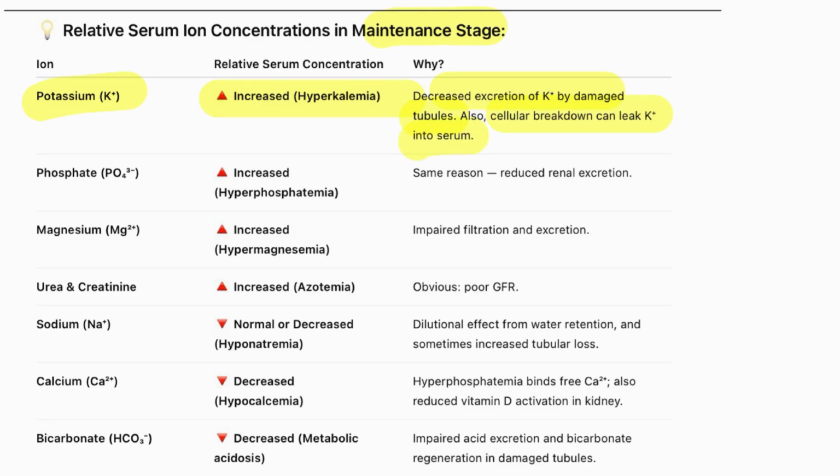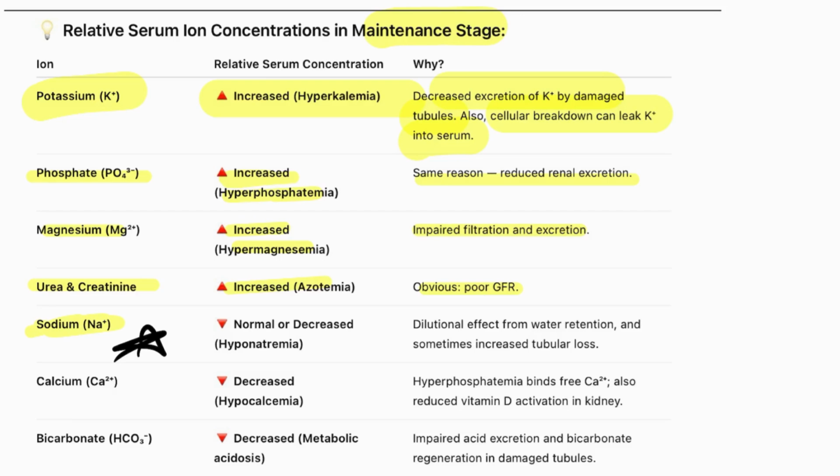Then you have phosphate. Again, you have increased phosphate. Same reason, you're not excreting enough. Magnesium will also be increased, impaired filtration and excretion. Urea and creatinine will be increased, and increased urea and creatinine, that term is azotemia. Again, poor GFR. Now, sodium is something you want to pay attention to.